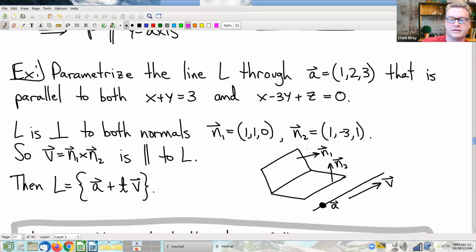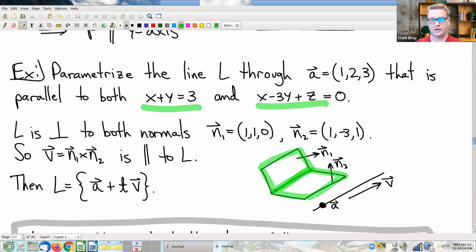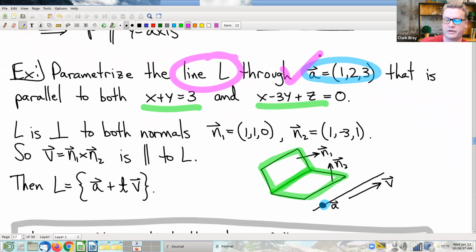So let's suppose we are given two planes. Oh, whoops, I'm in the wrong mode here. Two planes. So I'm going to draw myself a couple of planes. Whatever. And I'm also given a point A, and I want to find, it says here, the line L that goes through A and is parallel to both of these planes. So being parallel to both planes and going through the point A means it's got to look something like that.